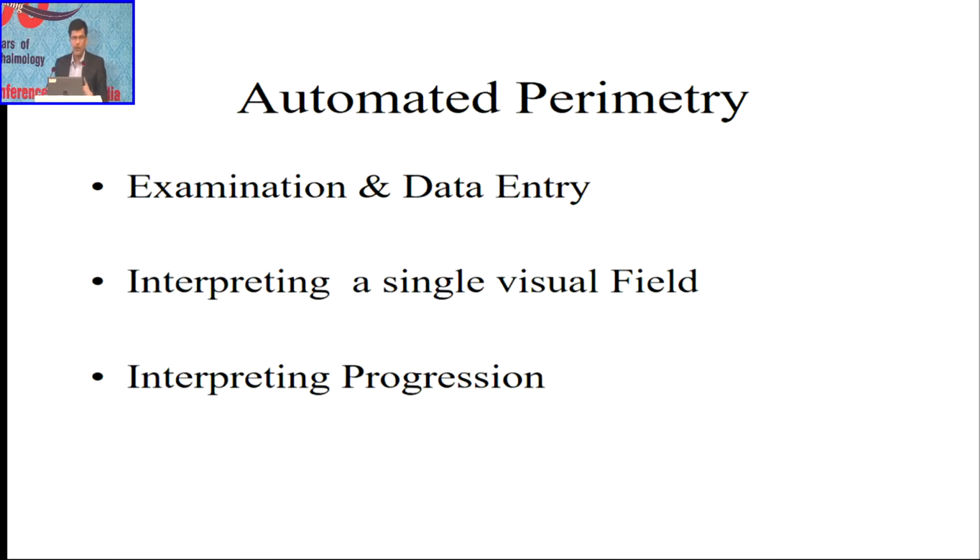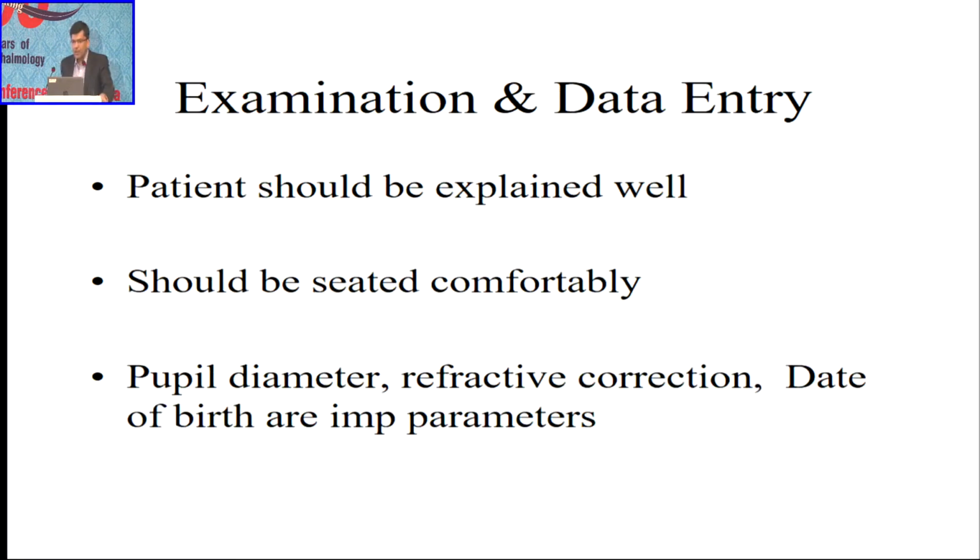But more or less automated perimetry has taken over kinetic perimetry, primarily because it's objective and it can be quantified. In order to understand what an automated visual field is, you must know how to interpret a single field analysis, and then when you have multiple visual fields, you should be able to see what kind of progression has occurred. When you are looking at a single visual field, it's very important that the patient understands what he's going to do, okay? What his pupil diameter is, what his refractive correction is, his date of birth, everything has to be absolutely correct.